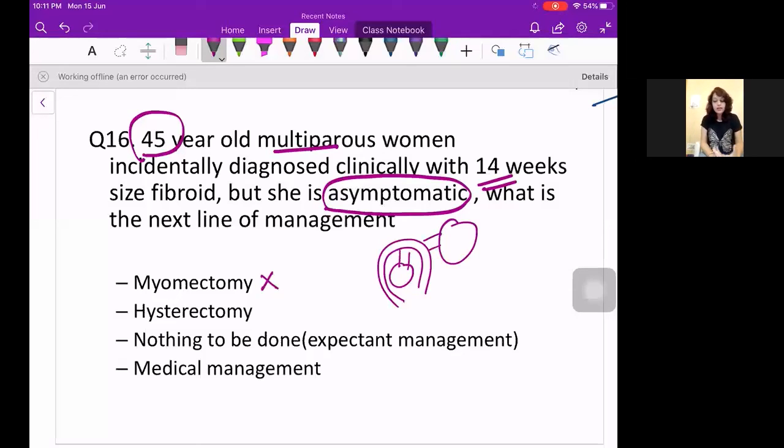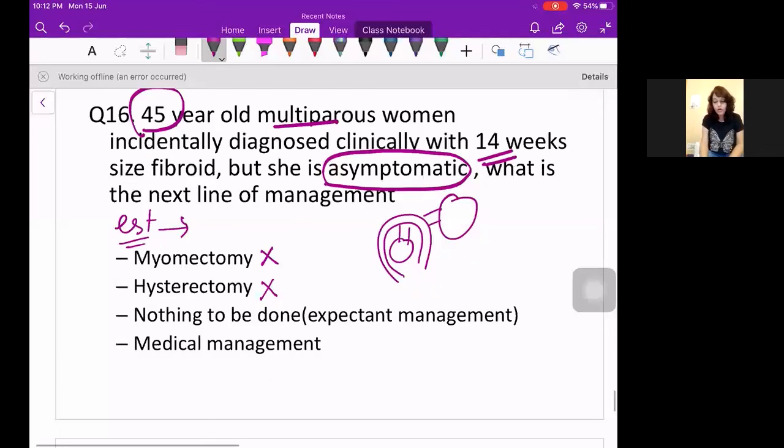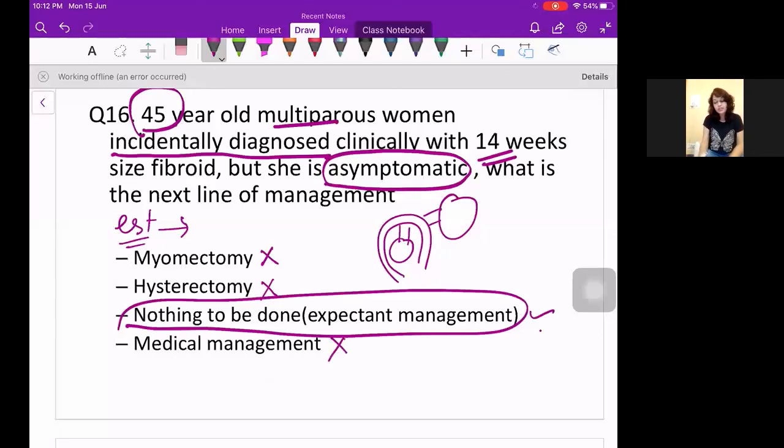Number two, when she is asymptomatic, why opt for hysterectomy? In the near future, she can approach menopause. During the reproductive years, it is the estrogen which helps in the growth of the fibroid. Once she attains menopause, the ovarian function will go down, estrogen will go down, and that will lead to shrinkage of the fibroid. So why expose her to a surgical complication? Now, medical treatment, for what? She is not complaining. This was incidentally diagnosed. So I am in favor of expectant management, just observation or conservative management in this case.